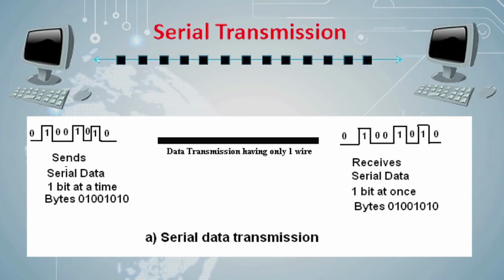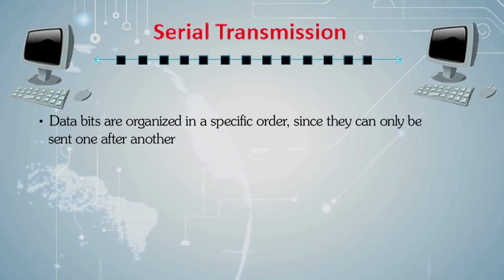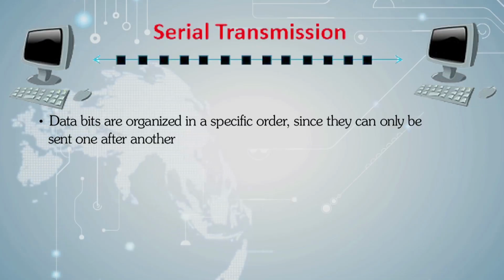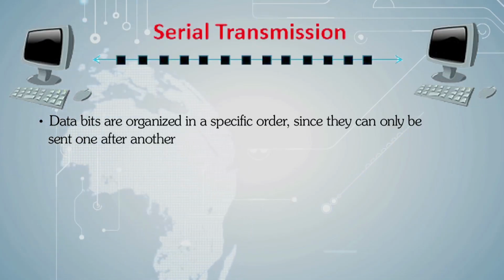If earlier it was a 0, then first a 0 bit should be there, then next is 1, then followed by two 0 bits. The same sequencing has to be maintained, accuracy has to be maintained, timing also has to be maintained, and for transmission of this data there is a certain protocol inside the system. Now data bits are organized in a specific order, since they can only be sent one after another. This point is important because this comes as a basic feature of data communication.